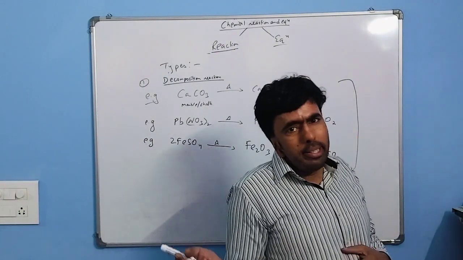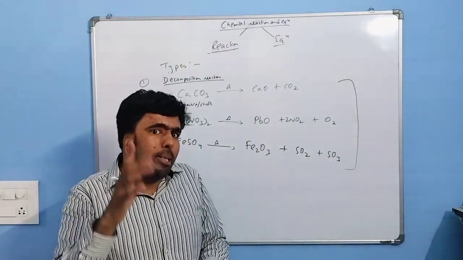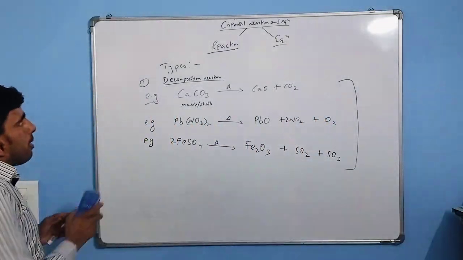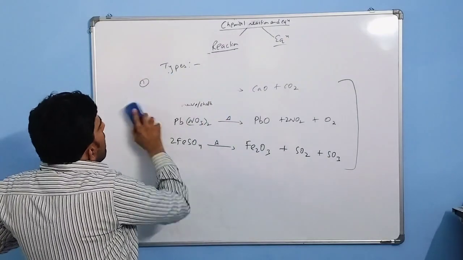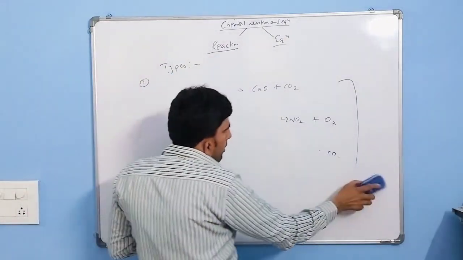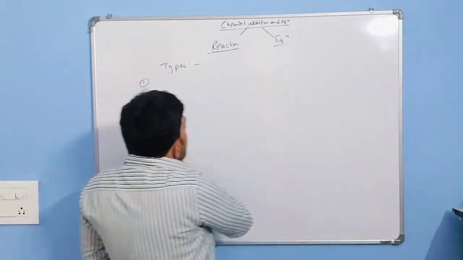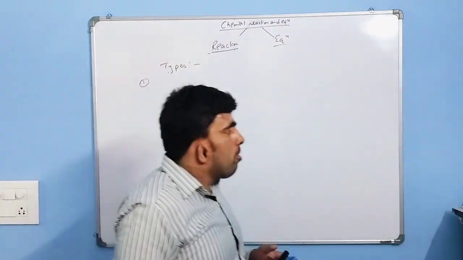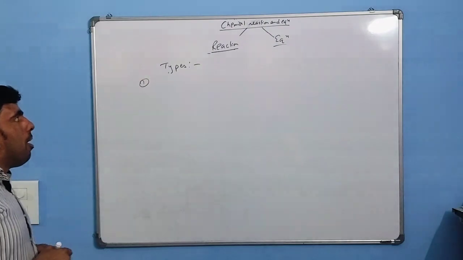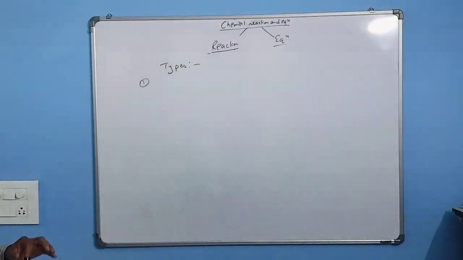The third type of reaction is displacement reaction. In this chapter we are only talking about reactions, equations, how they form, and what will be their result. A lot of things are there, but it's a basic chapter. We have to clarify this chapter so that we are able to do further chapters very clearly.